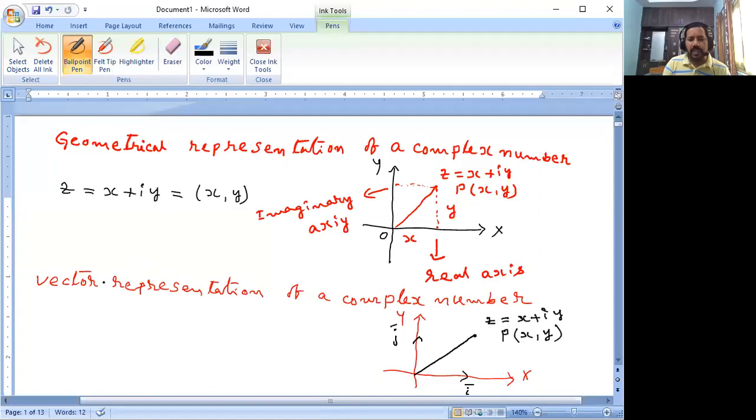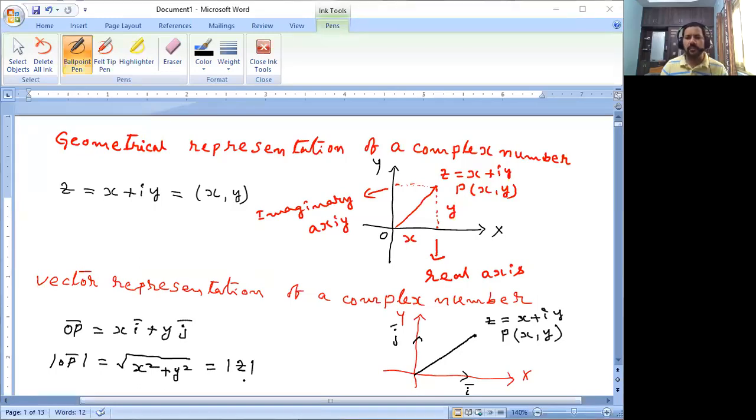Now here we represent the vector representation of a complex number, that is OP bar. OP bar is x into i bar plus y into j bar. What is mod OP bar? Mod OP bar is under root x square plus y square. This we also denote as mod z. Mod z is also under root x square plus y square.